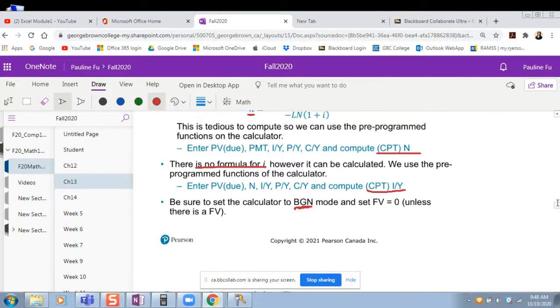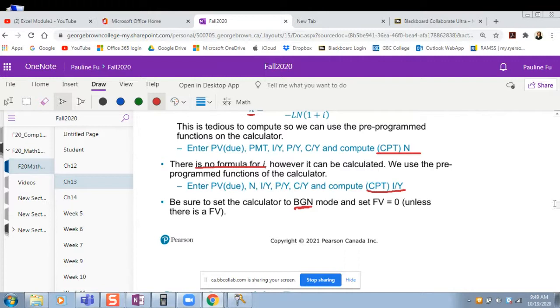Next week is reading week. After reading week, we'll do section 2 and section 3 of chapter 13.